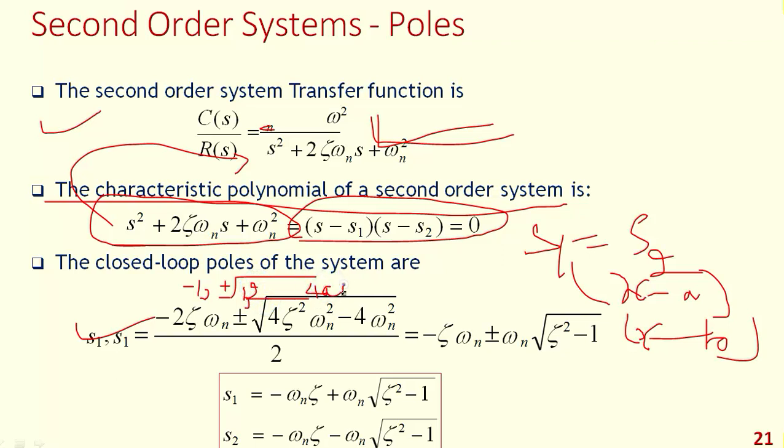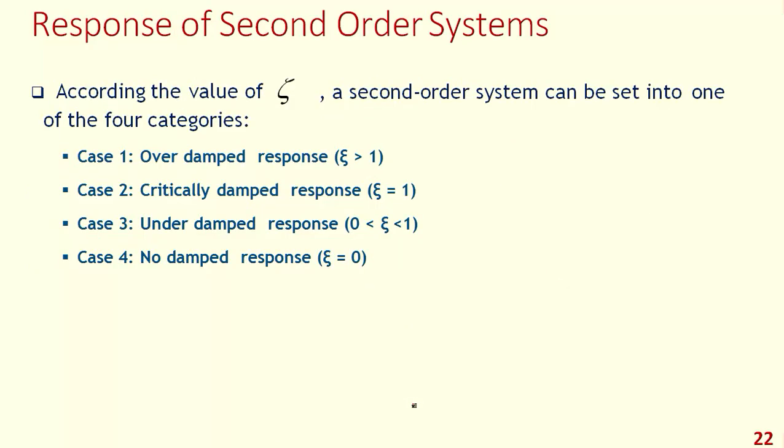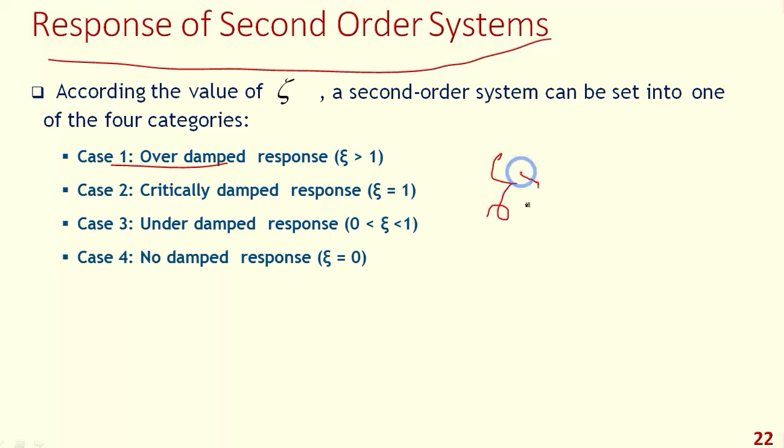Okay. So using this equation, you have to find the roots of the characteristic polynomial equation. Then you have to get the conditions for a second order system. There are three or four different cases studied for the damping factor. The first case is if zeta is greater than 1, the system is overdamped. If zeta is equal to 1, the system is critically damped. If zeta is less than 1, the system is underdamped.